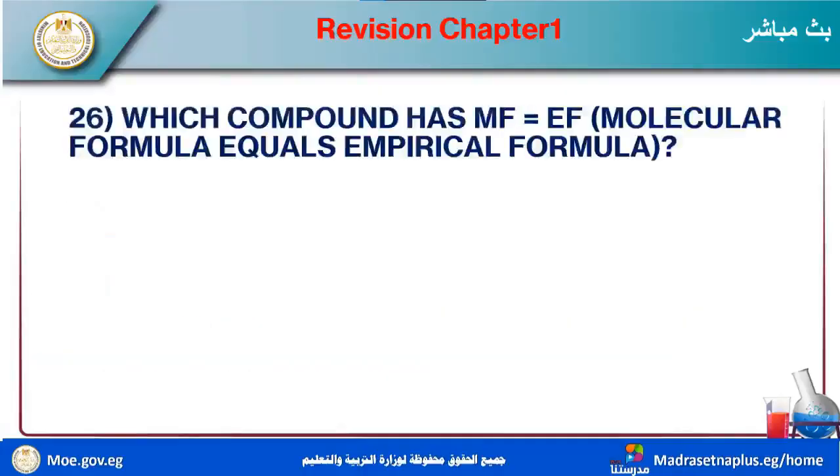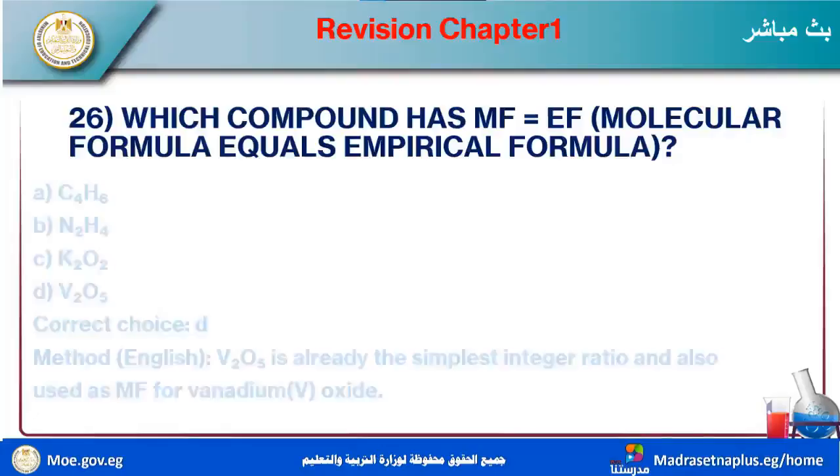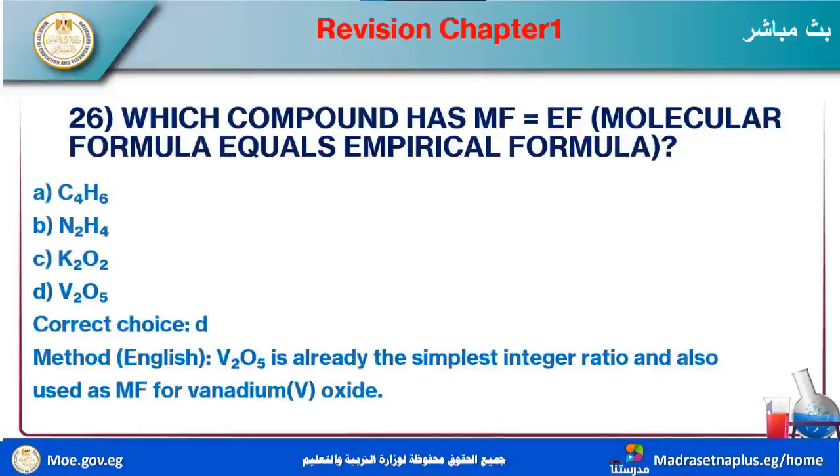Which compound has a molecular formula equal to its empirical formula? Molecular formula equals empirical formula in this case. MF equals EF. Here is the answer. We find why you can obtain that: this is the simplest integer ratio. Also, in this question I have many examples.